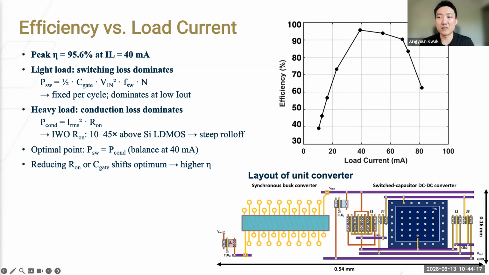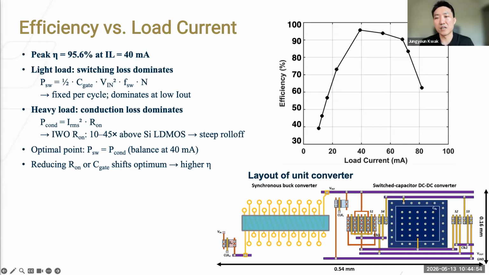The dominant fixed losses, gate drivers, output capacitance charging, and switched capacitor bottom plate losses, stay constant regardless of load. As output power falls but these fixed losses remain, efficiency drops. At heavy load, efficiency drops as conduction loss grows with the square of the load current. At very high current, this loss dominates and efficiency falls. The peak efficiency is where the switching loss and conduction loss are roughly equal.